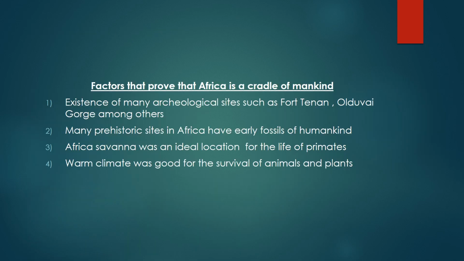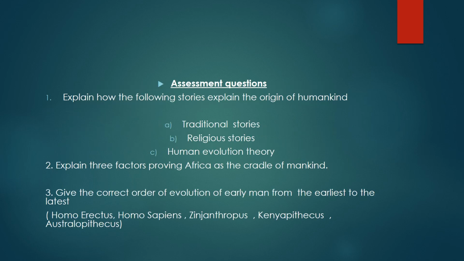Factors that prove that Africa is a cradle of mankind. Number 1, existence of many archaeological sites such as Fort Ternan, Olduvai Gorge, among others. Number 2, many prehistoric sites in Africa have early fossils of humankind. Number 3, Africa's savanna was an ideal location for the life of primates. And finally, number 4, warm climate was good for the survival of animals.